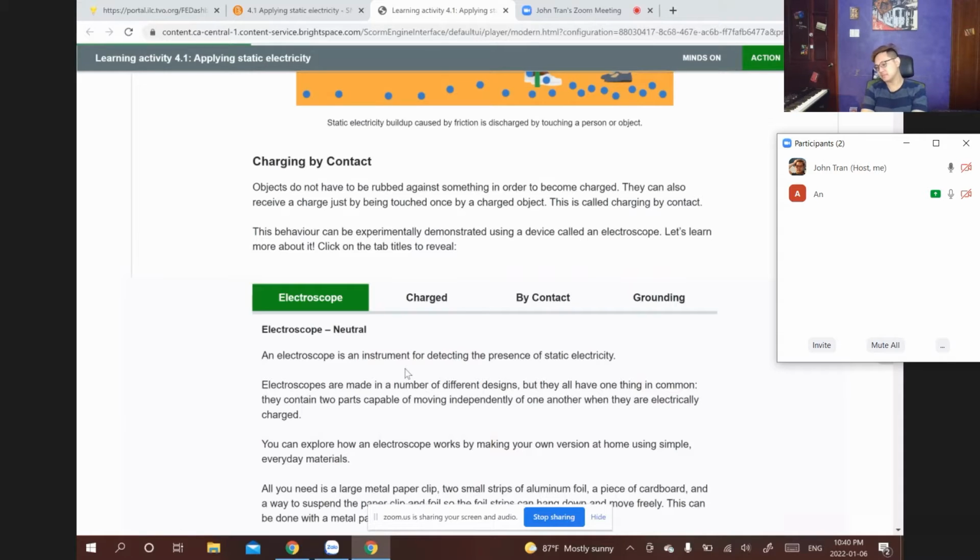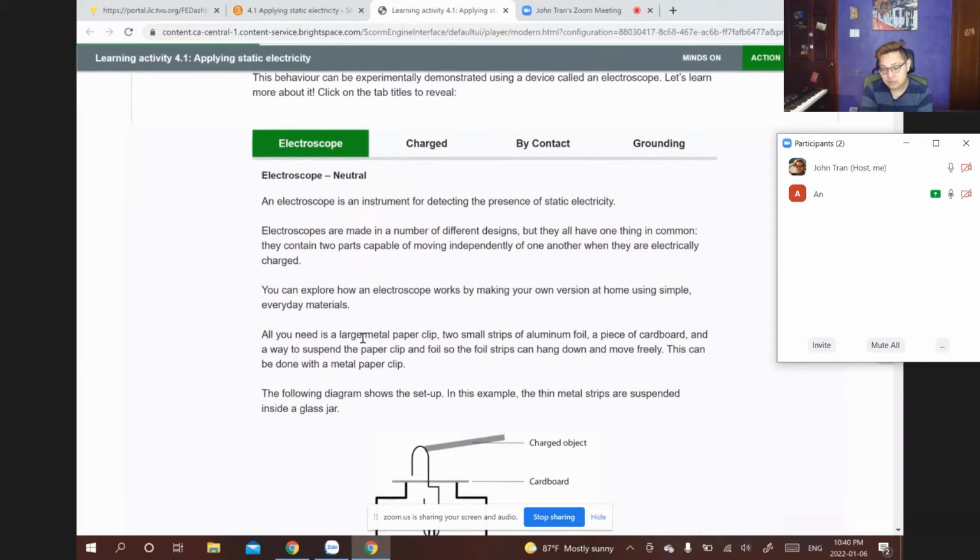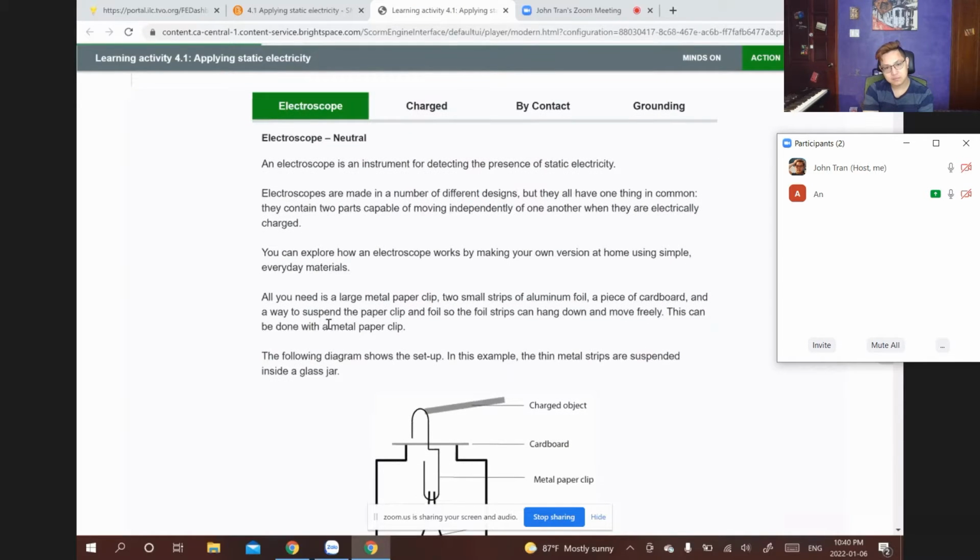You can explore how an electroscope works by making your own version at home using simple, everyday materials. All you need is a large metal paper clip, two small strips of aluminum foil, a piece of cardboard, and a way to suspend the paper clip and foil, so the foil strips can hang down and move freely.